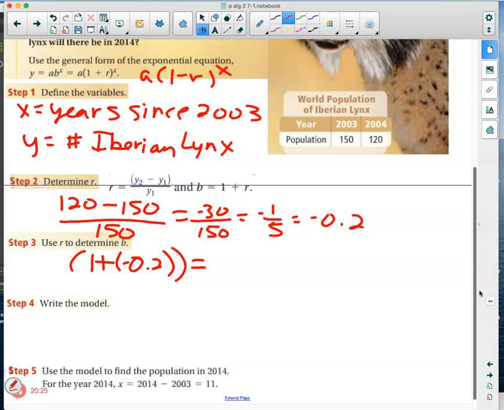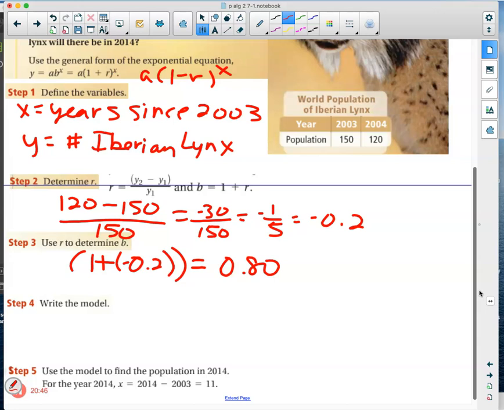Now, 0.2, what is that as a percentage so we can get our heads around what's happening here? They're losing 20% of these links every year if this continues. So 1 plus a negative 0.2 would be they're keeping 80%. So there are 80% of the links that are surviving.